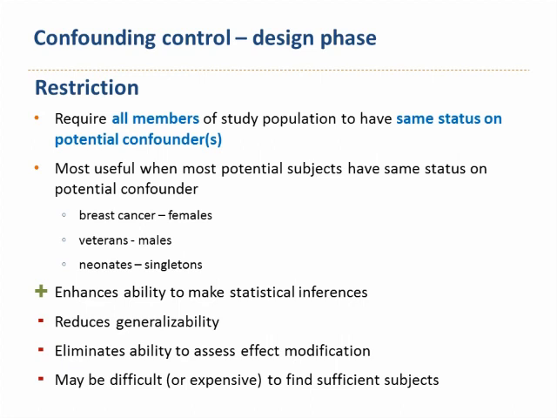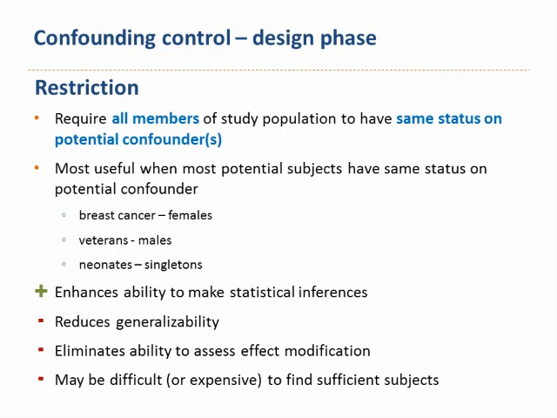Another way to control confounding at the design stage is what's called restriction. When we use restriction, we require all members of the study population to have the same status on potential confounders. This is most useful when potential subjects have the same status on potential confounders. For example, if we were looking at breast cancer, we would probably limit the study subjects to females. While males can develop breast cancer, the overwhelming number of breast cancer cases are among females, and so the inclusion of males would actually make it more difficult to investigate factors that we're interested in their relation to breast cancer risk.